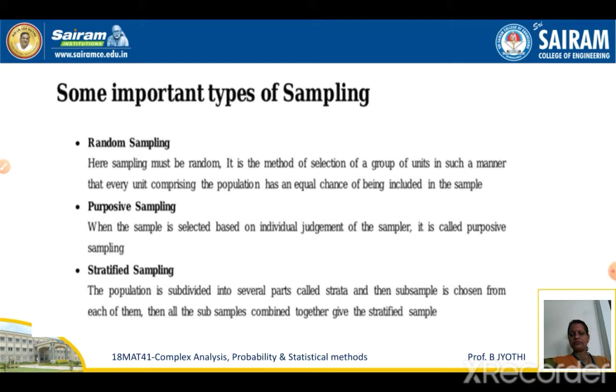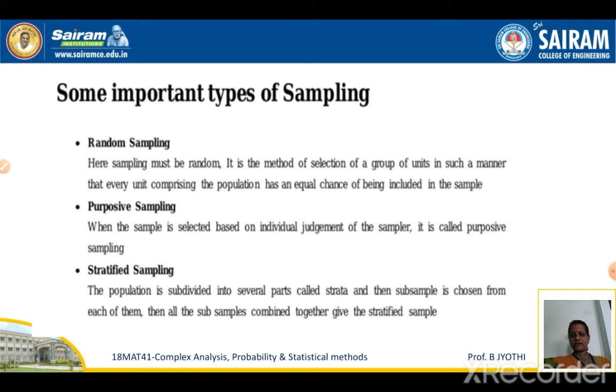Some of the important types of sampling. Random sampling. Here, the sampling must be random. It is the method of selection of a group of units in such a manner that every unit comprising the population has an equal chance of being included in the sample.